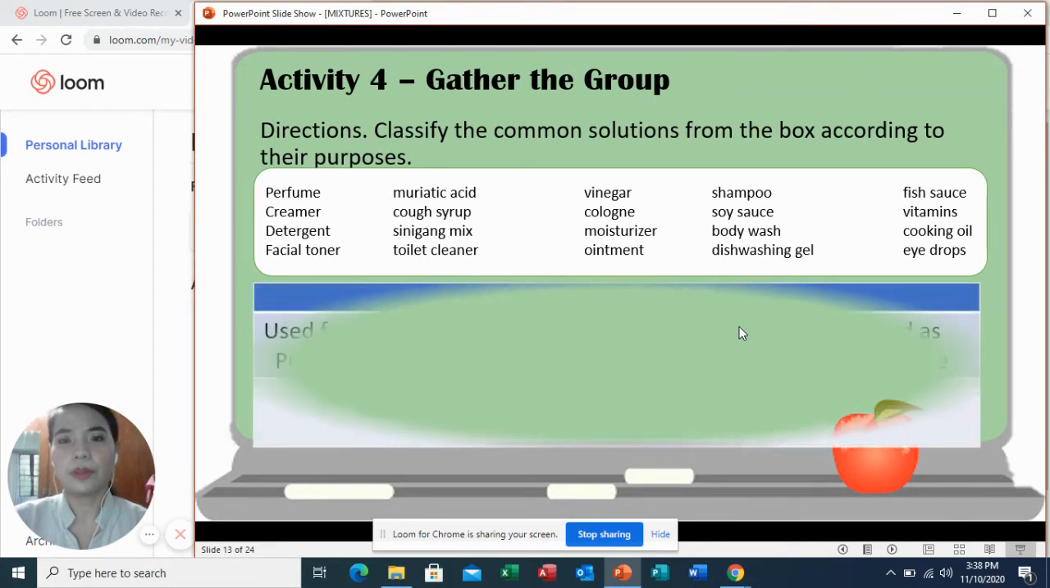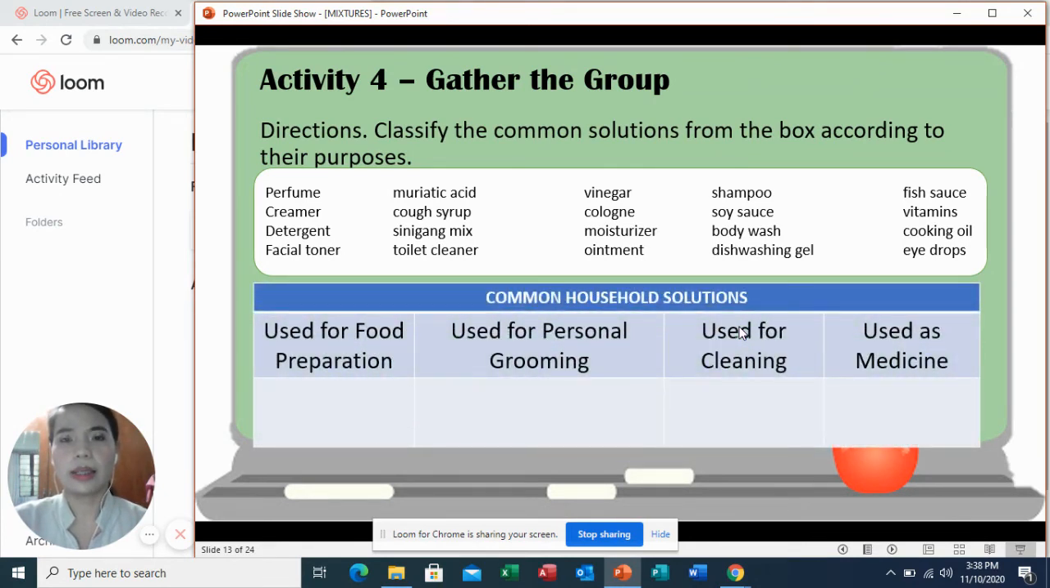So we have here a table. You're going to write down the name of the solution in the proper column, according to the correct purpose of each solution. So for example, perfume. What is the purpose of perfume, or in what kind of activity do we use perfume? Perfume is used for personal grooming. So you do the other kinds of solutions.